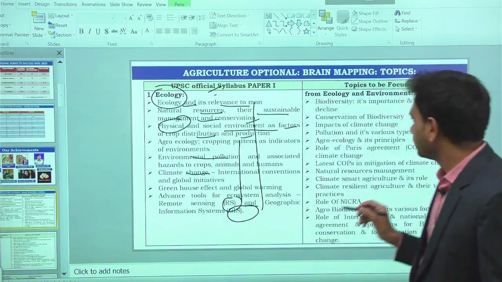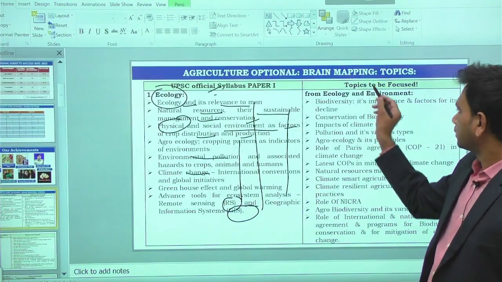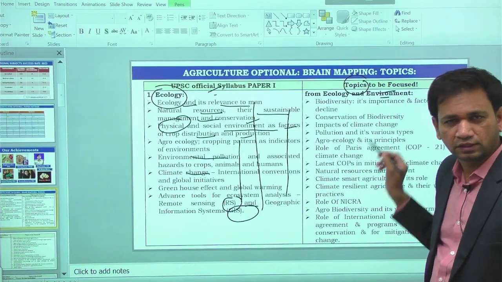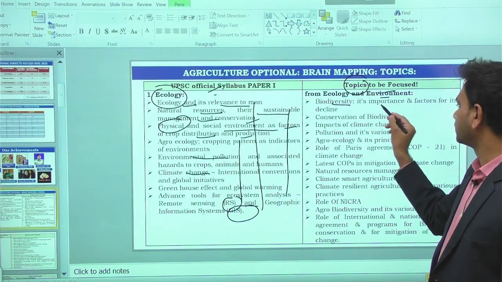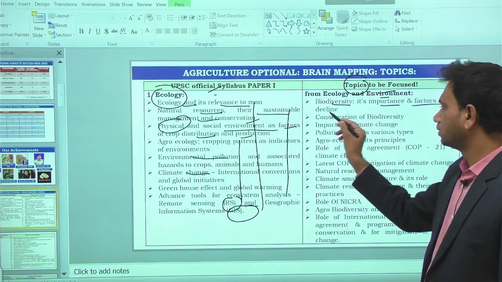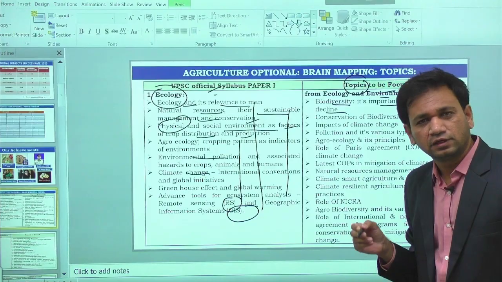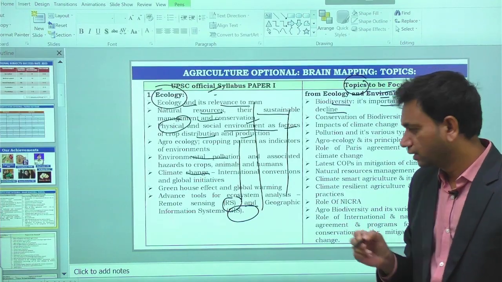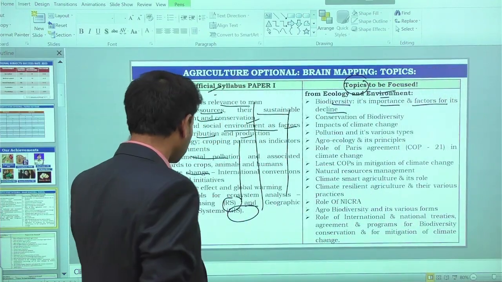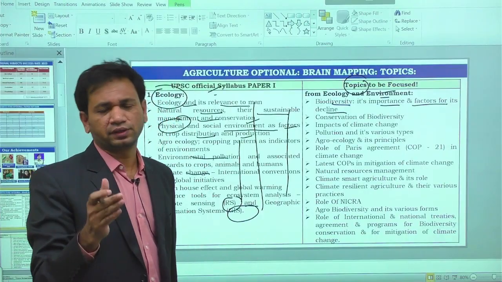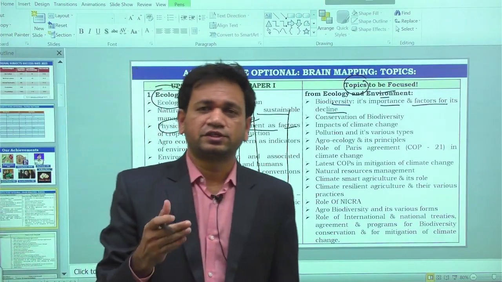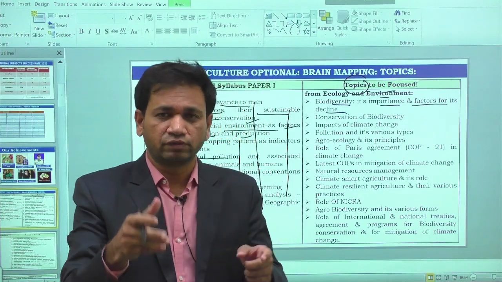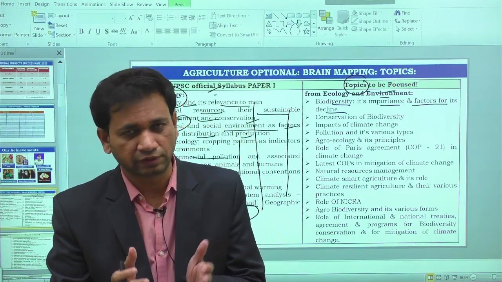So whatever the syllabus we have, these are the topics that are going to be discussed in the classroom. One is biodiversity and its importance, and the factors responsible for the decline of the flora and fauna species. Biodiversity is the totality of the genes, species and ecosystems in a given area.